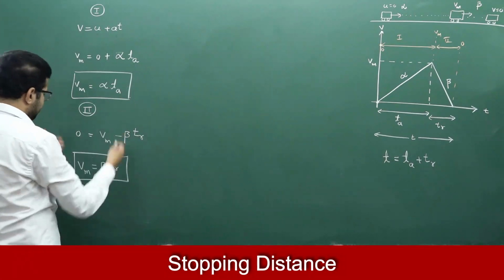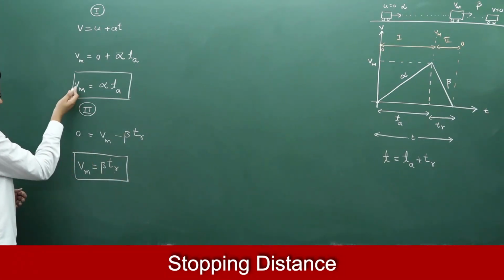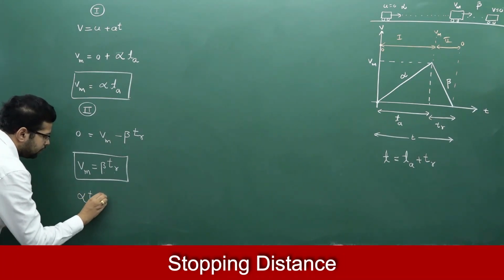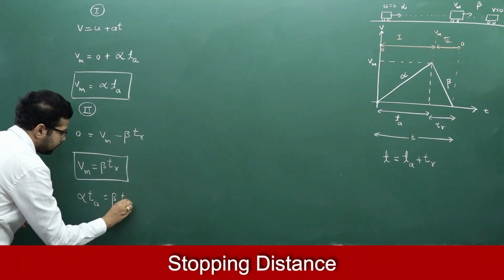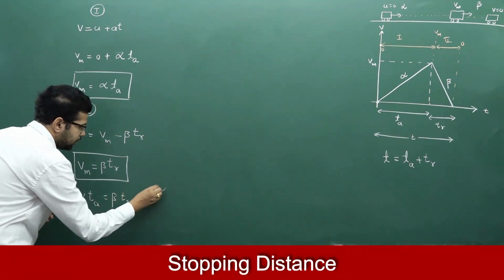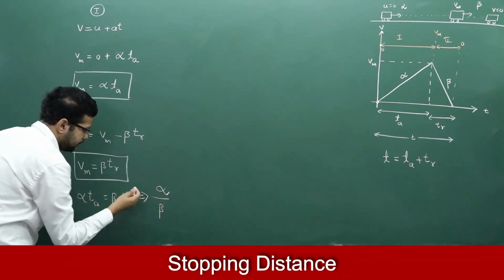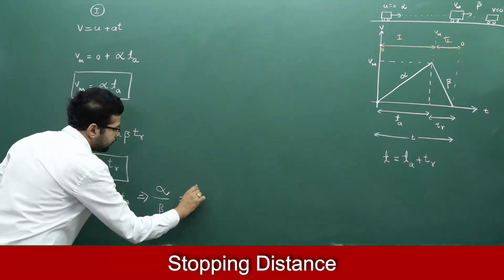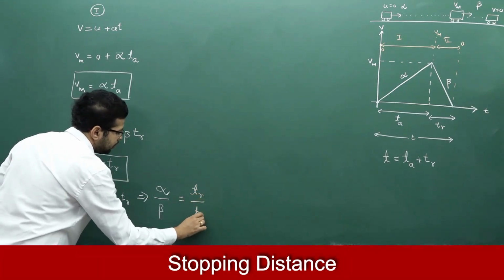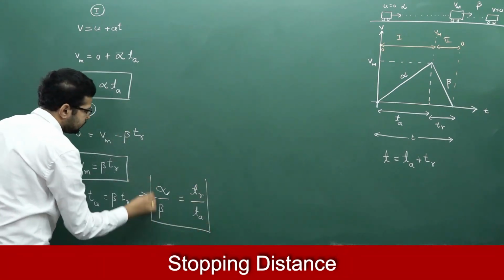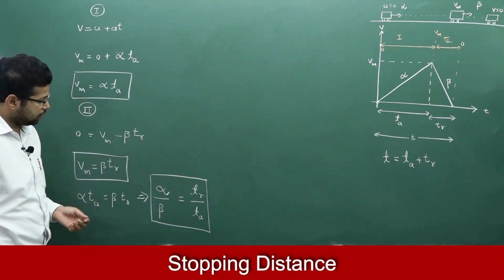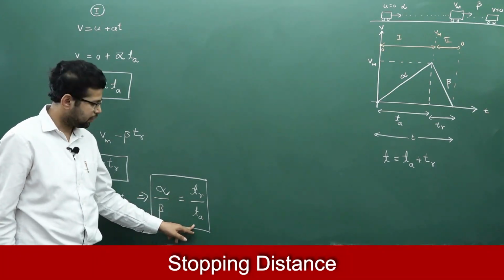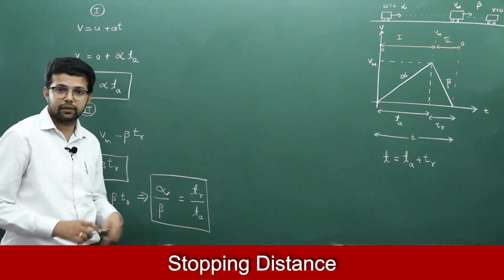Now, what I can do? I can equate these two equations. Since in LHS both of the equations have Vm, alpha into Ta is equal to beta into Tr, or I can write this as acceleration divided by retardation is equal to alpha by beta equal to Tr by Ta, time of retardation divided by time of acceleration. What does it mean? If the acceleration is more, then the time of acceleration is less. If the acceleration is less, then the time of acceleration is more.